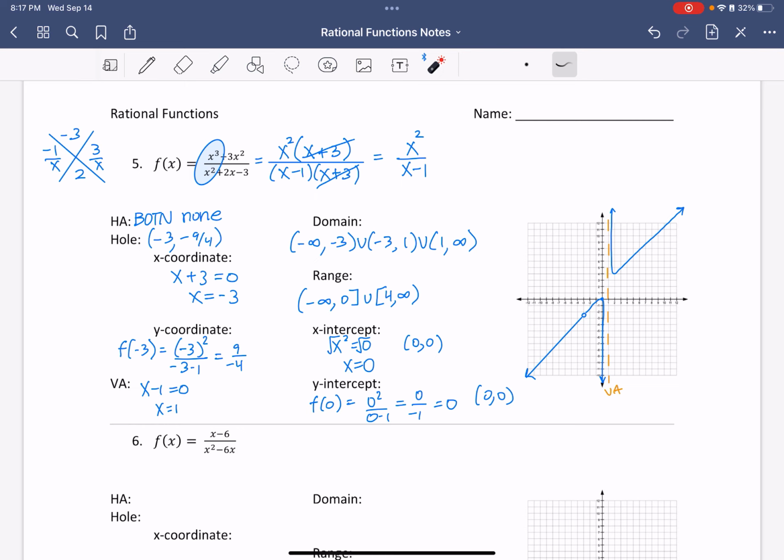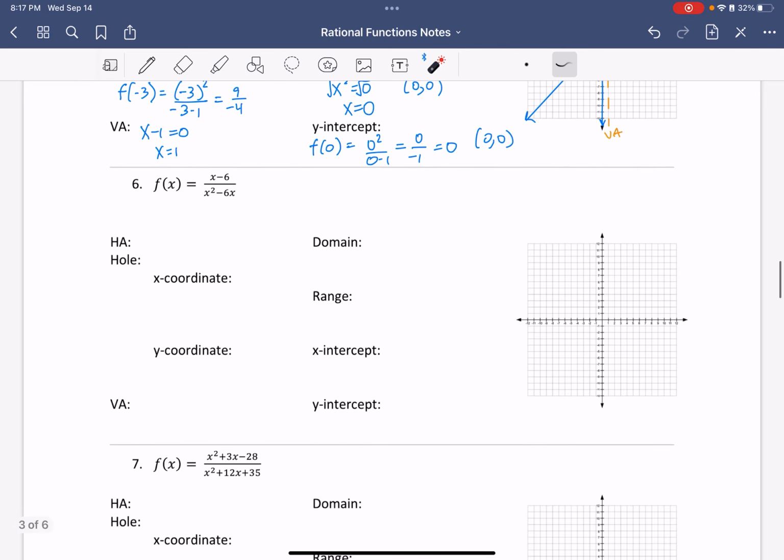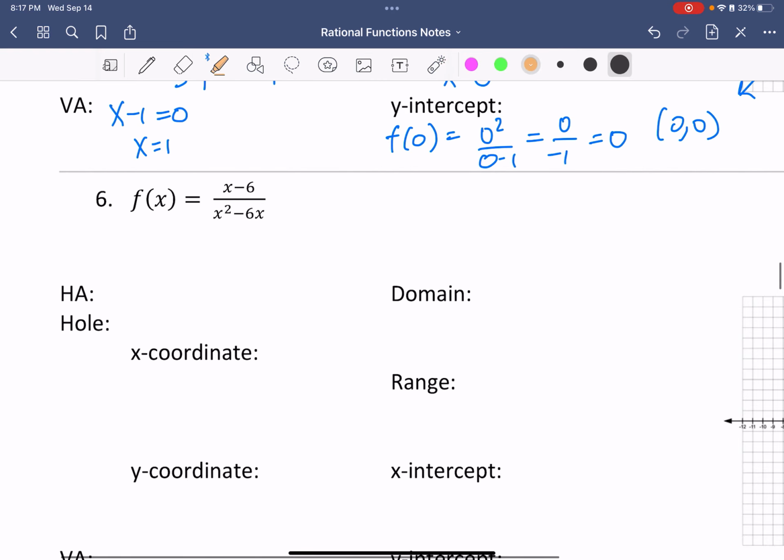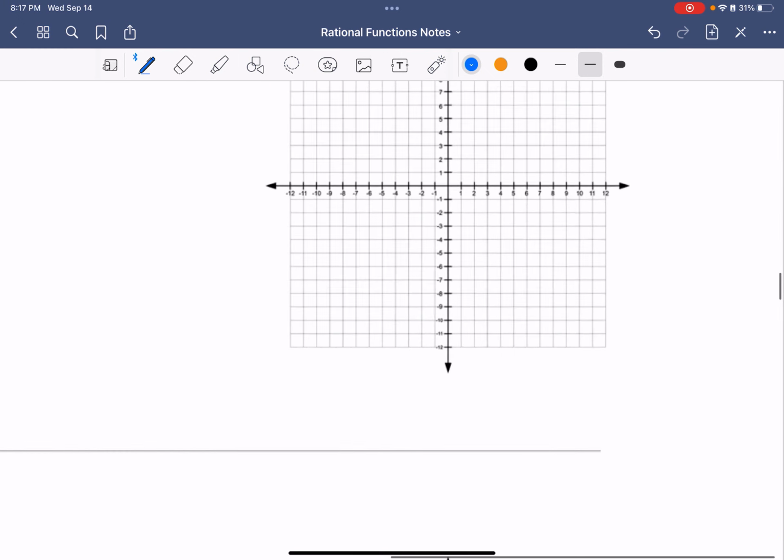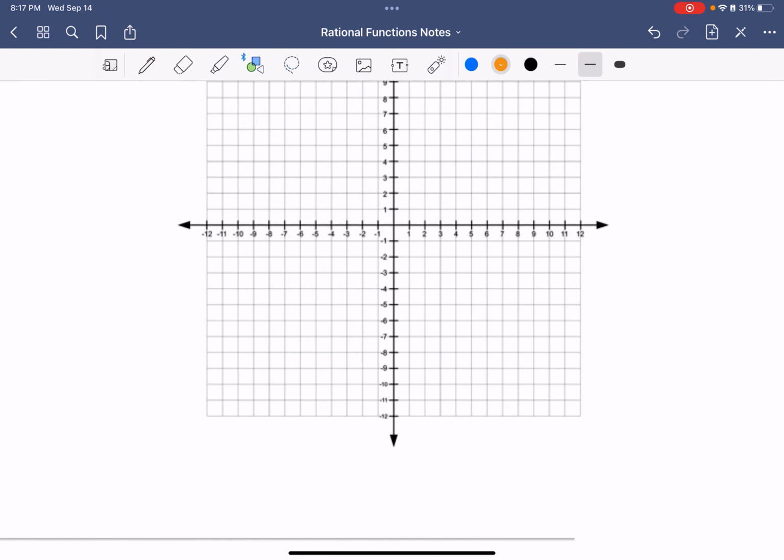Okay, moving on to the next example. Example number 6. So we'll start off with the horizontal asymptote. So observe your exponents. The numerator has a power of 1, bottom is 2, so it's bigger on the bottom, which is y equals 0. I'm going to make a dashed line on my graph at y equals 0.